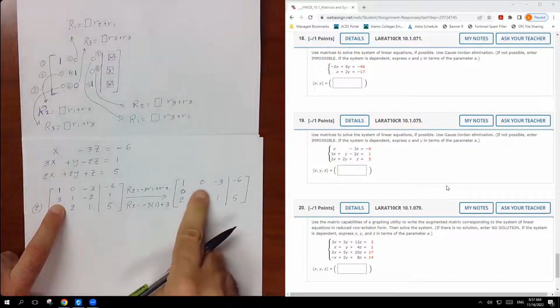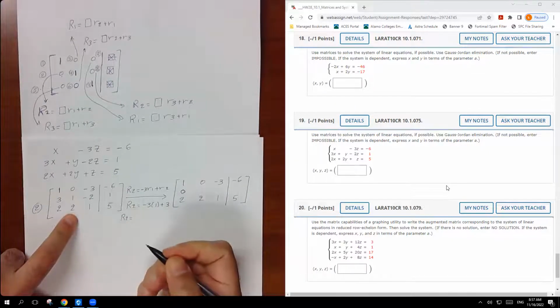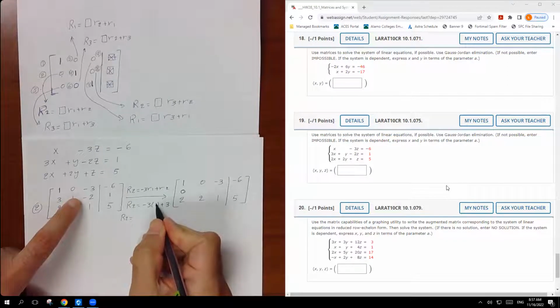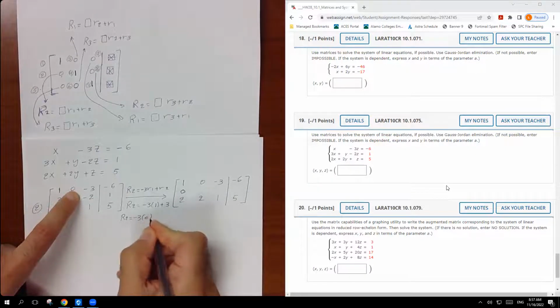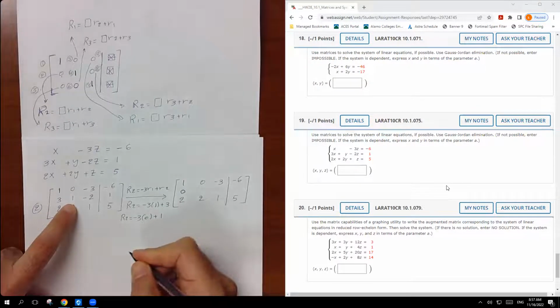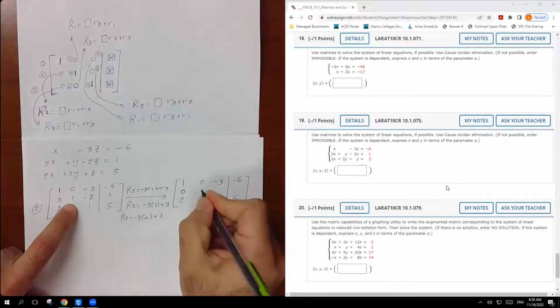Let's check the second element here. That means I'm going to work on the second column. R2 is going to be equal -3 times R1. R1 is 0. So -3 times 0 plus R2, which is 1. So -3 times 0 is going to be 0, plus 1 is going to be 1.